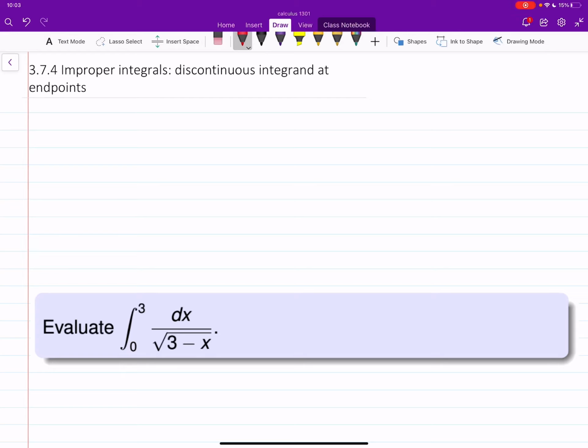Hello everyone. In this video, we will introduce another type of improper integrals. These are the ones where the integrand has a discontinuity in the interval of integration.